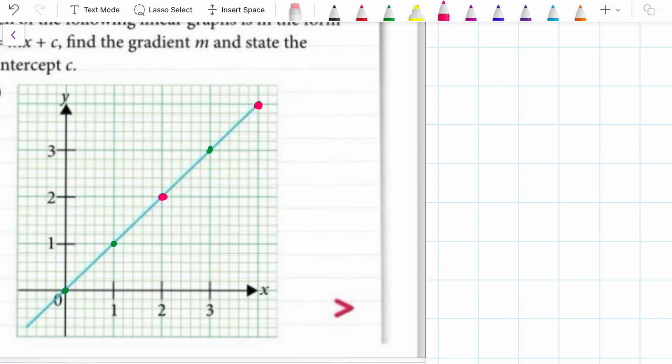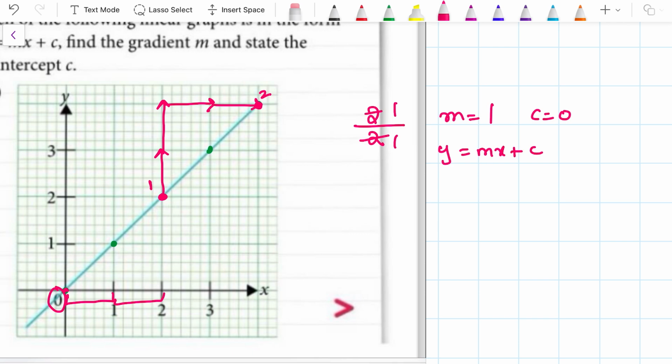Now to go from point 1 to point 2, what is the rise and what is the run? So we go up by 2 units and then we go forward by 2 units. Here 5 boxes is 1 unit, so it is 2 upon 2, so gradient is 1. What is the y-intercept? The point where the line cuts the y-axis. So it cuts the y-axis at 0. Now what is the equation of the line? It's y equals mx plus c. So it becomes y equals 1x plus 0. That's my answer.